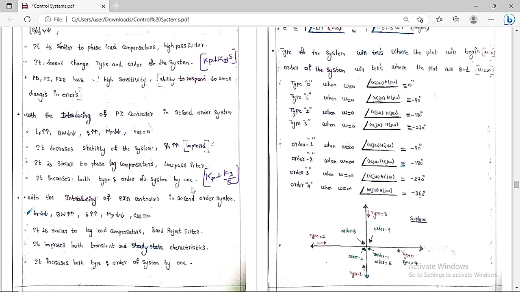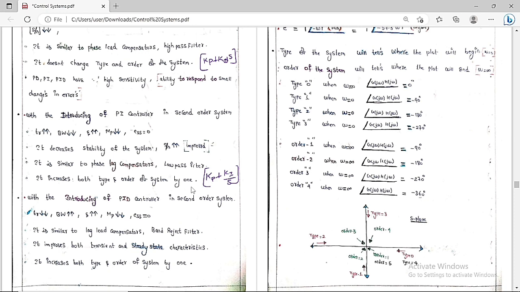PD, PI, PID have high sensitivity. So they have the ability to respond to even small changes in error. They can modify the output in order to bring the actual value of the output to the desired value. In simple words, by introducing PI control in a second order system, as I already told you, PI control is similar to a phase lag compensator. So it is going to improve the steady state response.